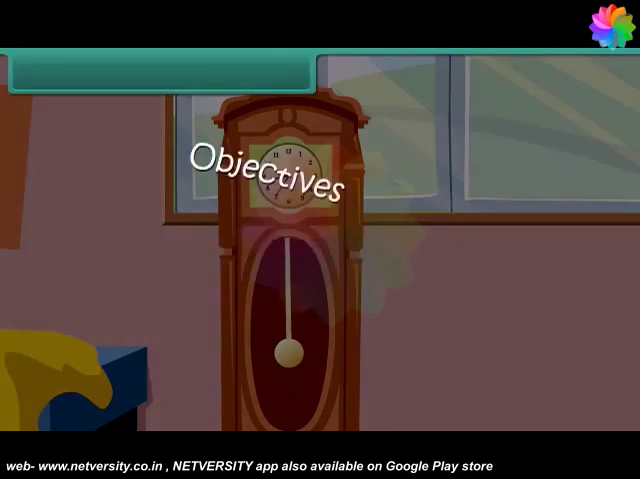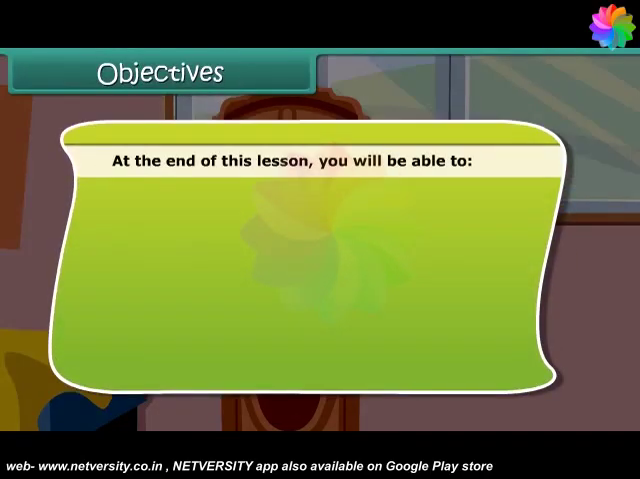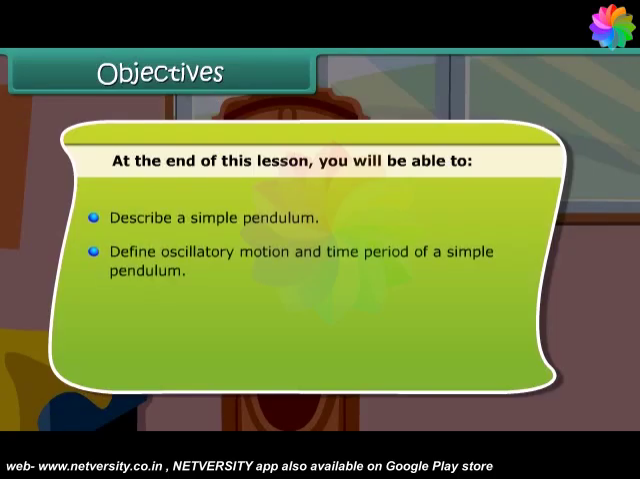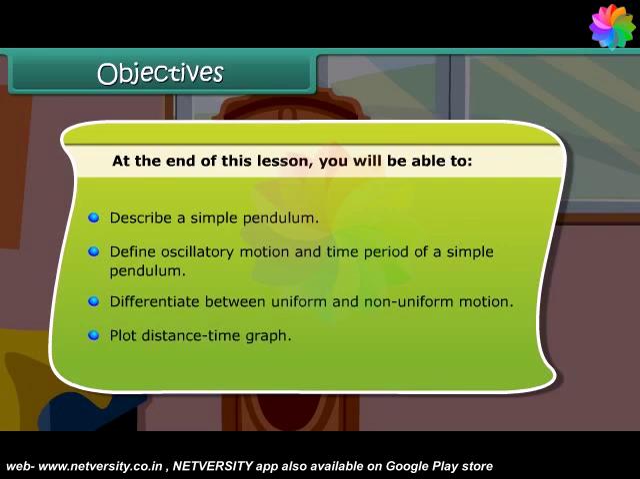Objectives. At the end of this lesson, you'll be able to describe a simple pendulum, define oscillatory motion and time period of a simple pendulum, differentiate between uniform and non-uniform motion, plot distance-time graph.